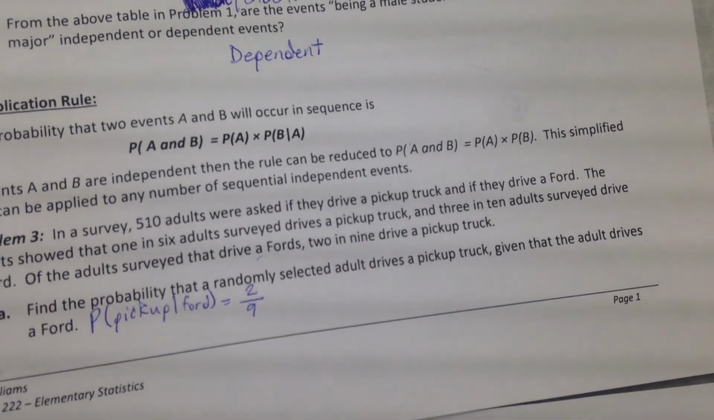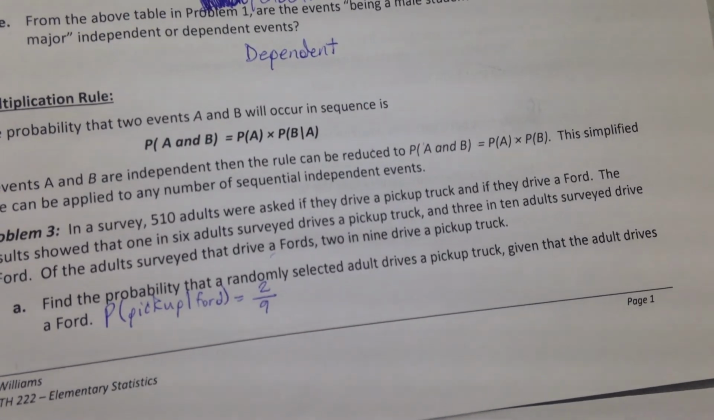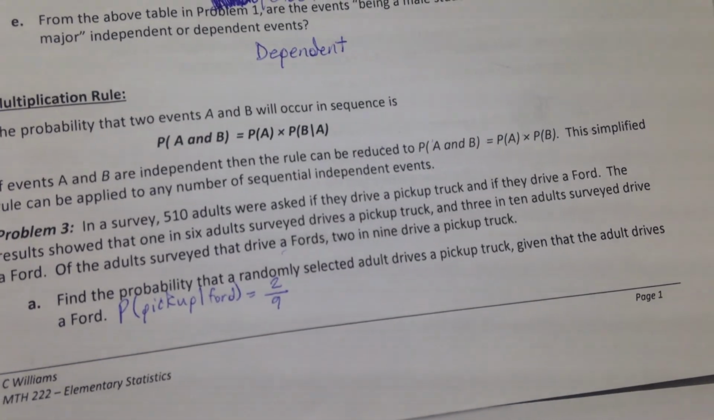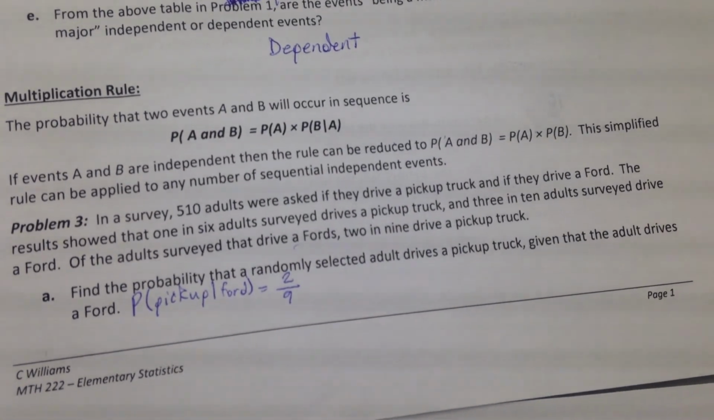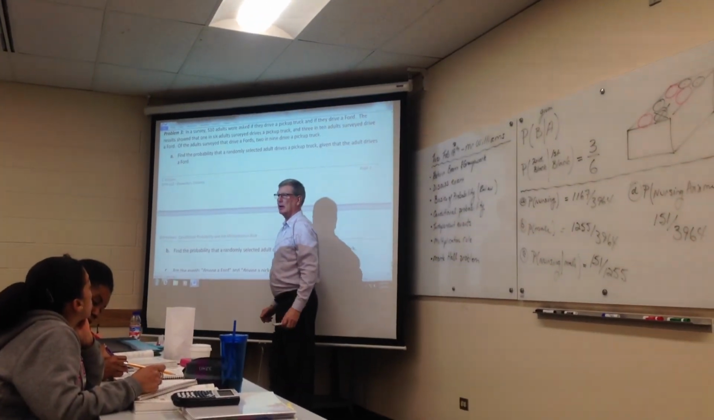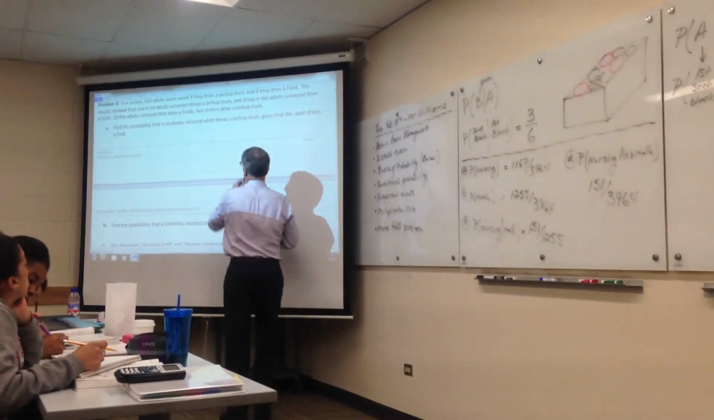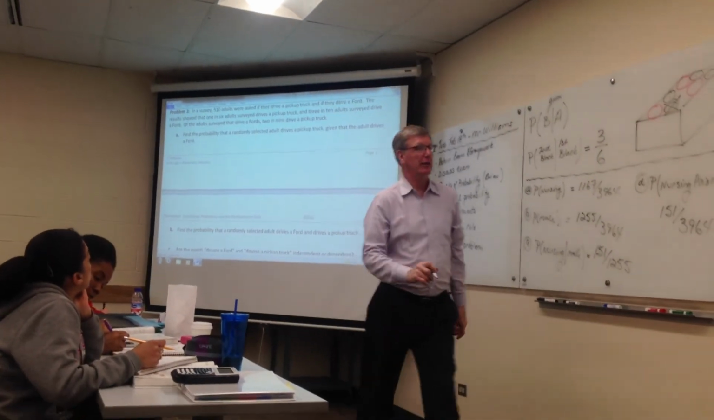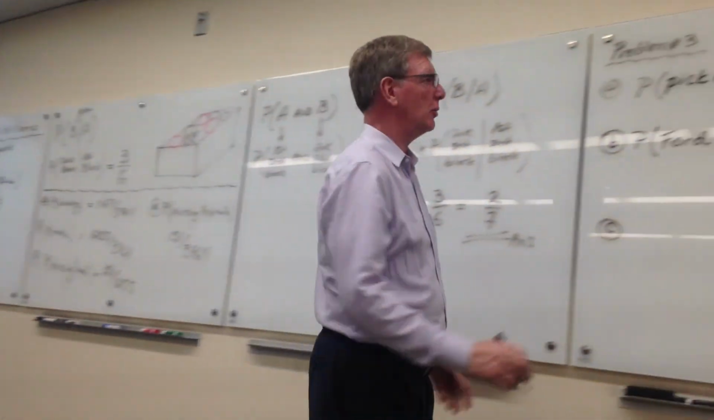2 out of 9, right? It says that in the last sentence of the words, doesn't it? It says, of the adults surveyed that drive Fords. That's like saying, given that they drive a Ford, 2 in 9 drive a pickup truck. So this is simply 2/9, right? The answer is actually in the words that time.